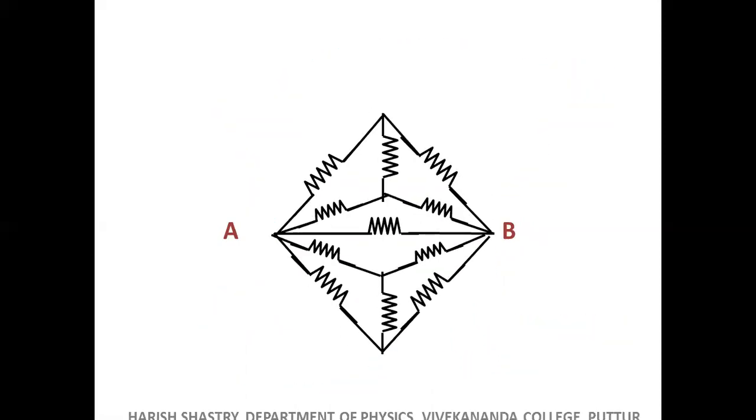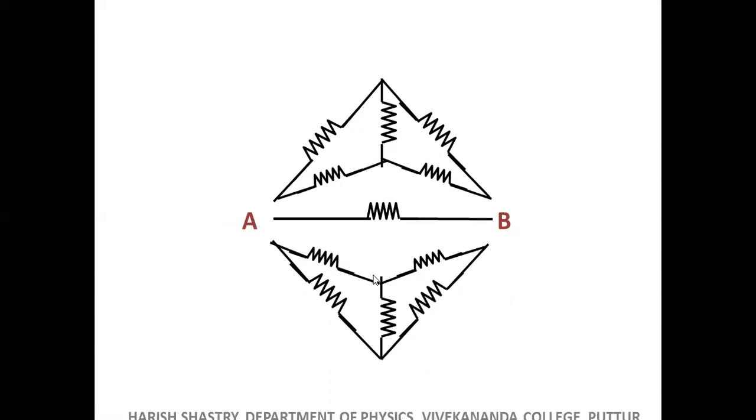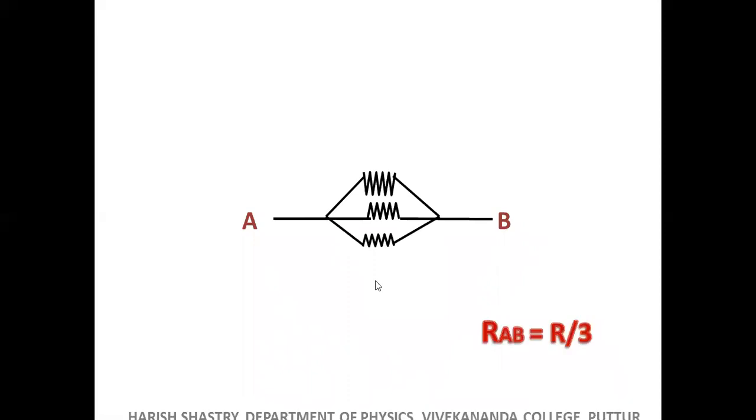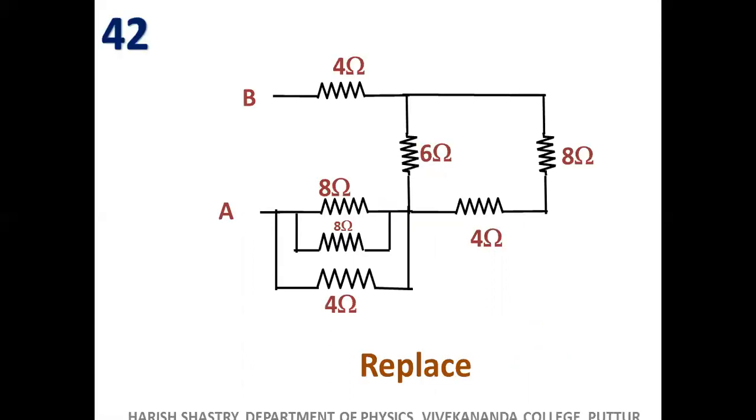See how horrible this is. It looks like so many people gathered for a meeting, and they are quarreling. It looks like a horrible circuit, but this is a very simple one. See that in the form of a Wheatstone's bridge, replace all three between the same two points, it is R by 3. Equivalent resistance is R by 3. Yes, this is a simple circuit. Only the thing is you have to start from some point and find out the equivalent.